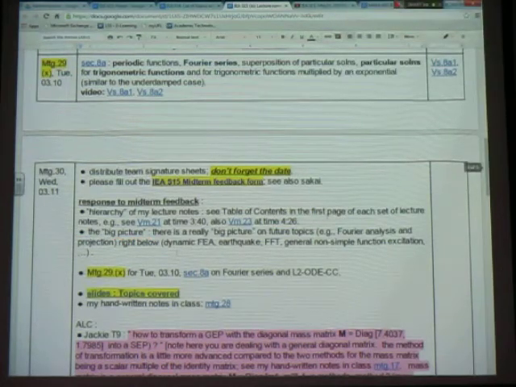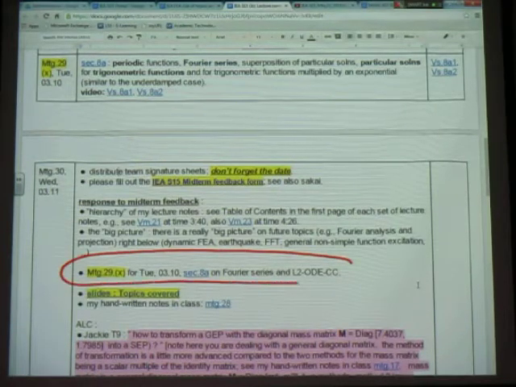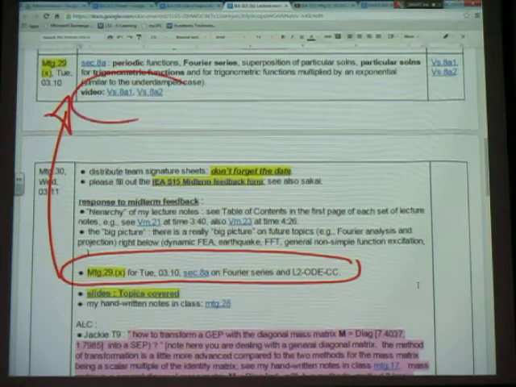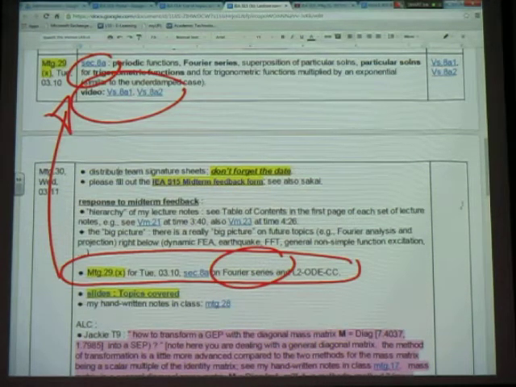Next, I have mentioned that I posted the extra lectures with the videos. That's section 8A on Fourier series and linear second order ODE that we will address soon.